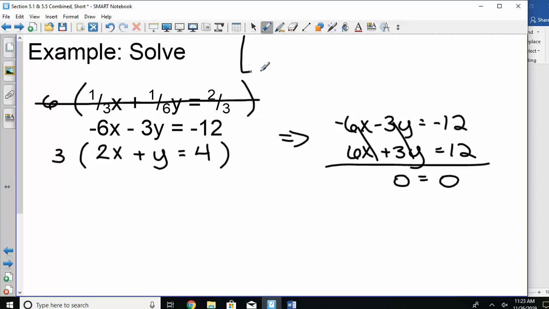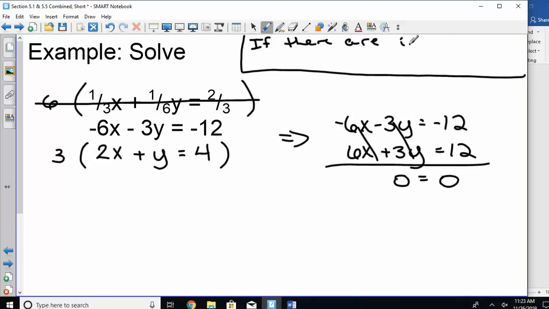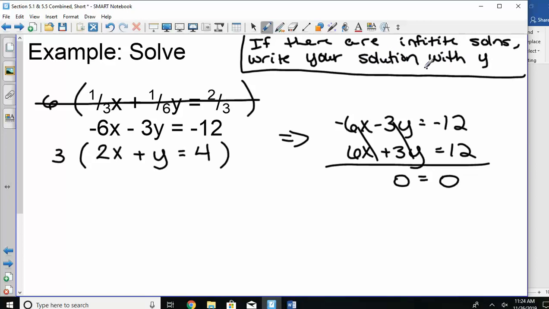So, on the homework or test or quiz, I will say if there are infinite solutions, write your solution with, and then I'm going to pick a variable. I'm going to say y arbitrary. Okay, what that means is I want you to try to describe to me what these order pairs look like. If I say write it with y arbitrary, y is the variable we are going to use.